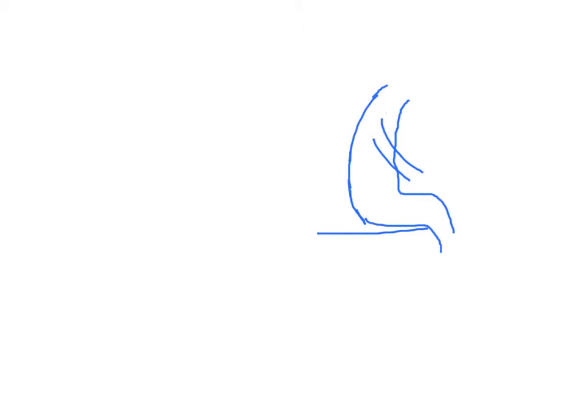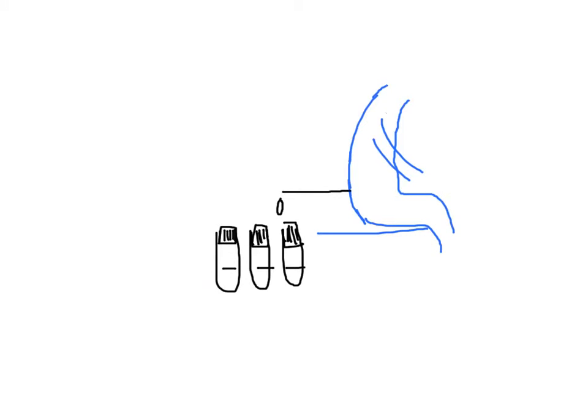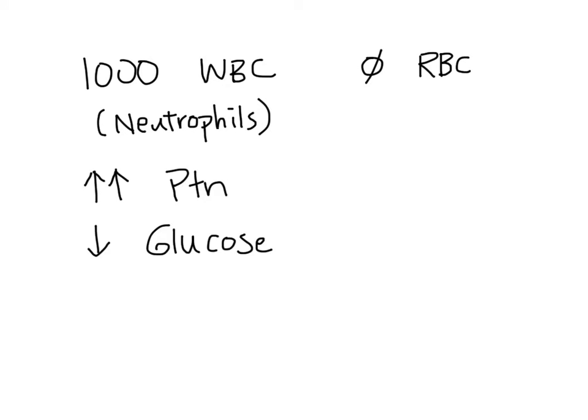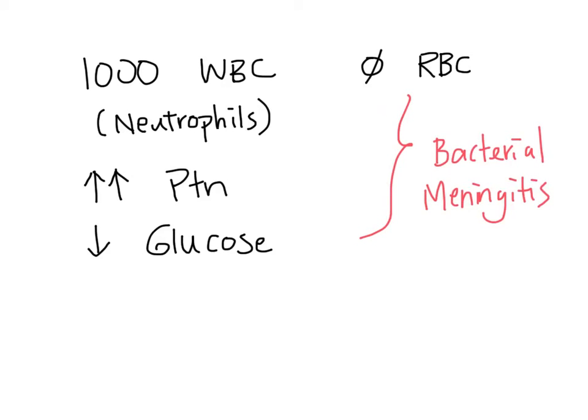You and your staff physician perform a lumbar puncture on this patient and send the CSF for analysis. The CSF result shows a high white blood cell count with predominantly neutrophils. There are no red blood cells. There is also high protein and low glucose in the CSF, consistent with a picture of bacterial meningitis. The Gram stain is pending.